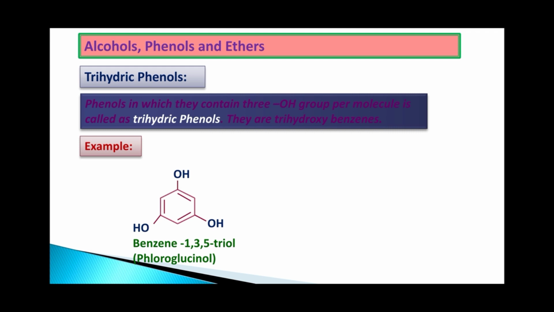For polyhydric phenols we are not going into detail, because in polyhydric phenols, the 4 OH or 5 OH will not be present on a single benzene ring. They are complex structures. At your level it is not there.